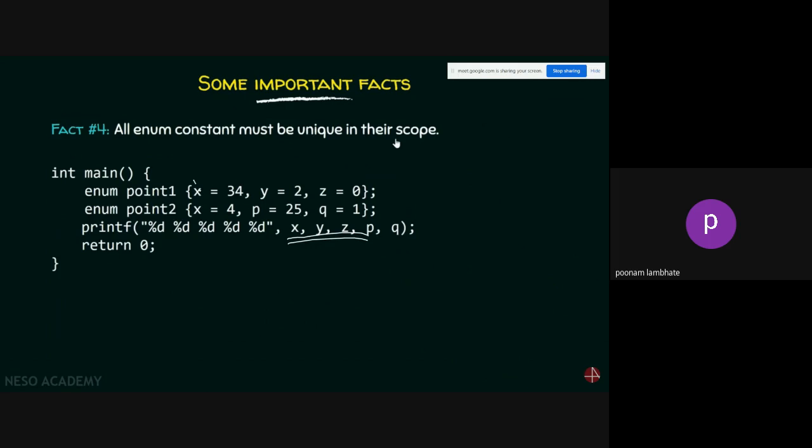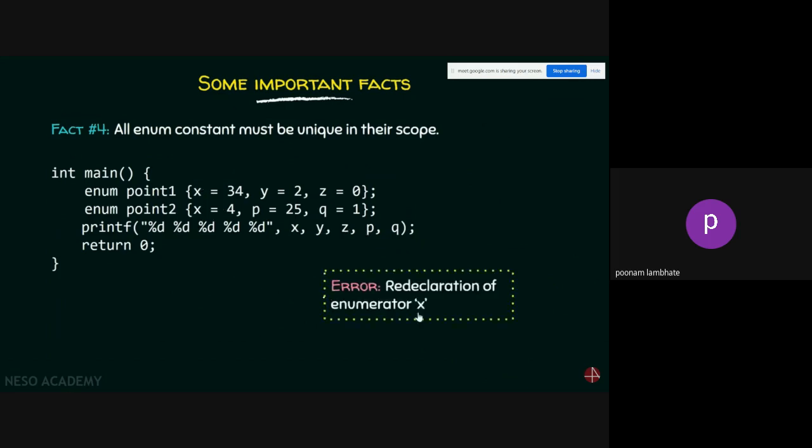But now x is in enum 1 also and enum 2 also. So what will be the value of x that is printed? It will give you an error. It will say that redeclaration of x is present in your program, so it is giving an error. So if you are printing the values of x, y, z, and if they are duplicate in the enums, it will give you an error. But if you create a variable of the enums, it will not give you an error.